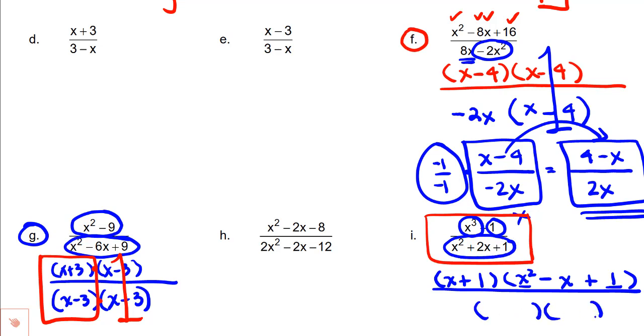how do I make x squared? Xx, right? How do I make 1? 1, 1. And how do I make the positive 2x? Plus, plus. Do you see that's gone? And do you see this is left?